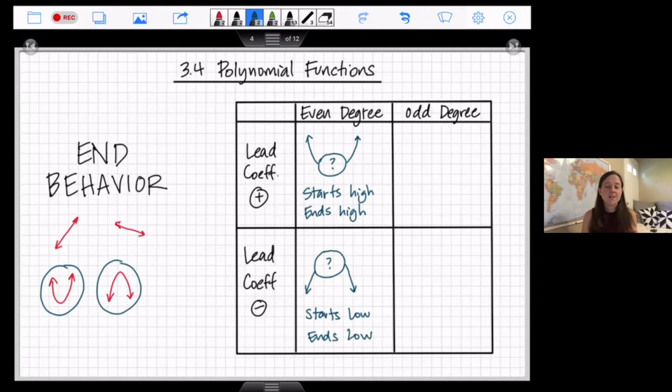All right, for the odd degrees, we're going to use the lines to help us remember this. Remember mx plus b, the x to the first power is the highest exponent. That's an odd number. Okay, so if you have an odd degree polynomial with a positive leading coefficient, that's going to be like your positive slope line. Okay, it's going to start down low, and then it's going to do something in the middle, and then it's going to end up high.